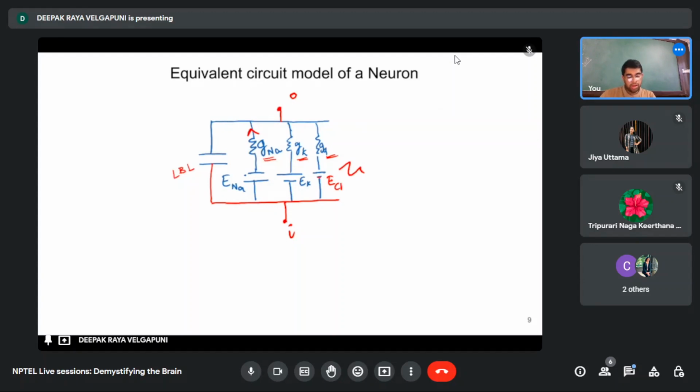Now we know Kirchhoff's current law, if you're familiar with it. It says the sum of currents coming to a point, let's say I1, I2, I3, all sum up to zero. They can't stay at one place, so whatever comes in has to flow out. Therefore, here let's say we have INA, IK, and ICl. According to Kirchhoff's current law, INA plus IK plus ICl equals 0.